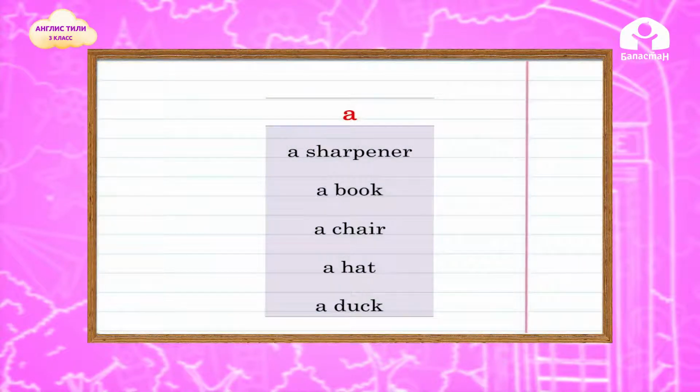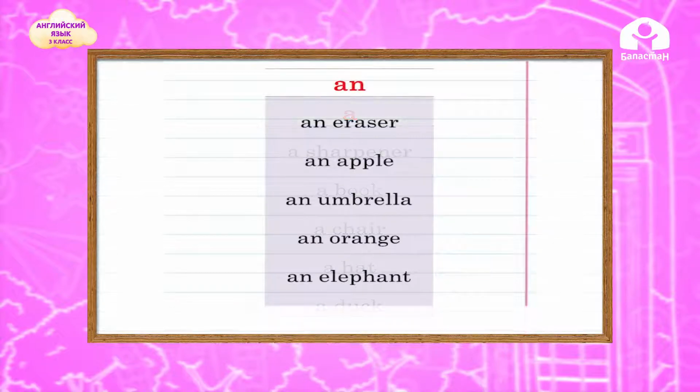Use of a. Read the following. A sharpener, a book, a chair, a hat, a duck. These words are all names of things. These are in singular number. They begin with a consonant sound. We have used a before all of them.